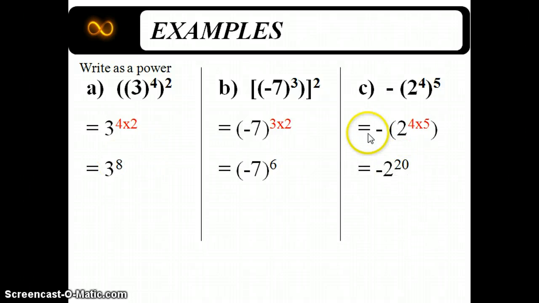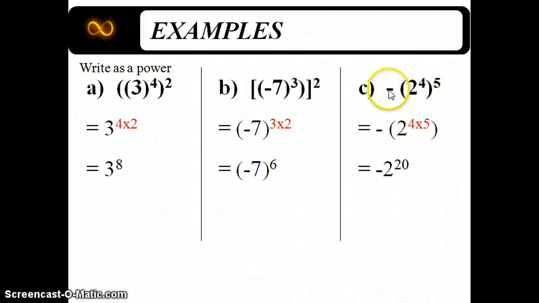The next one here, same principle. We have a power, -7 to the power of 3, all raised to the exponent of 2. This is a power of a power rule. So I get 3 times 2, which is 6. So -7 to the power of 6, leave it in exponential form.